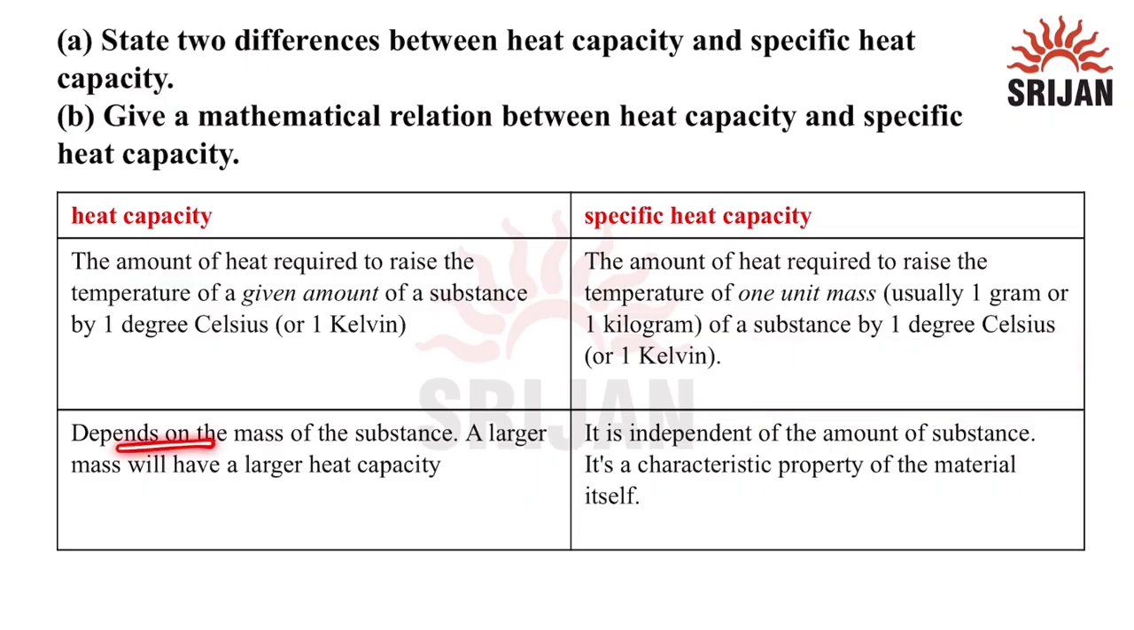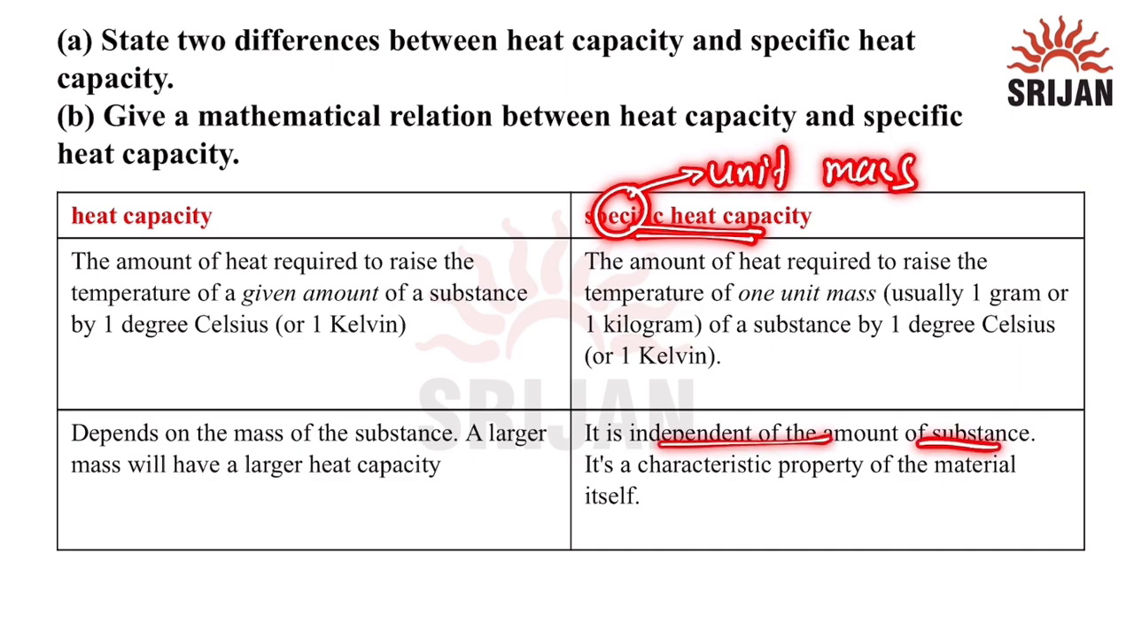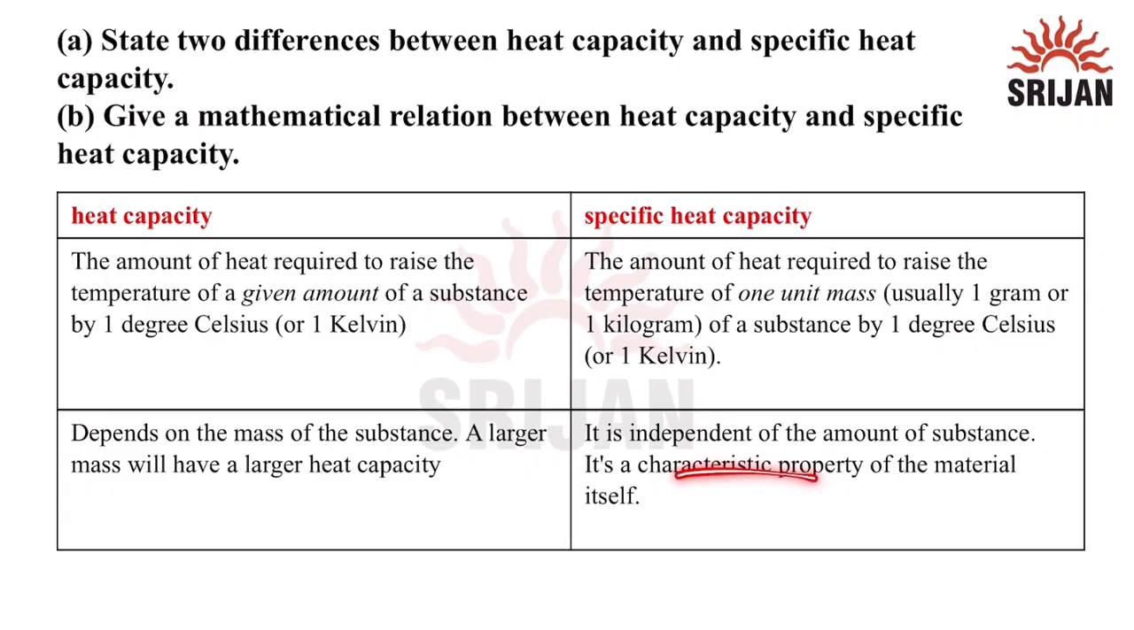Now, heat capacity depends on the mass of the substance. A larger mass will have a larger heat capacity. So I can say heat capacity is directly proportional to mass. Whereas specific heat capacity is defined only for unit mass, so I can say it is independent of the amount of substance. It is a characteristic property of the material itself.